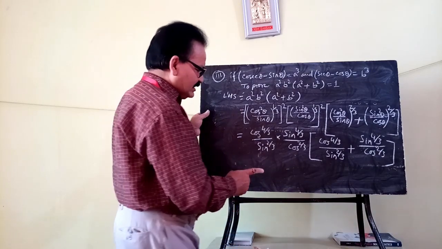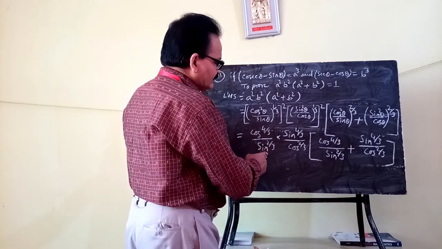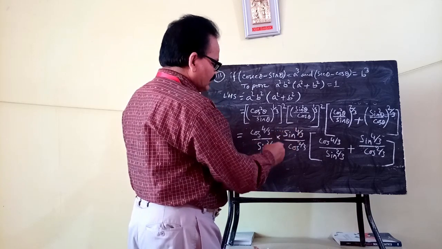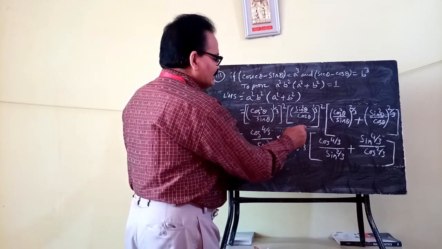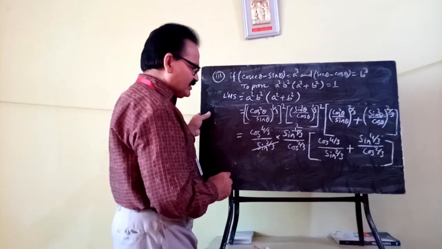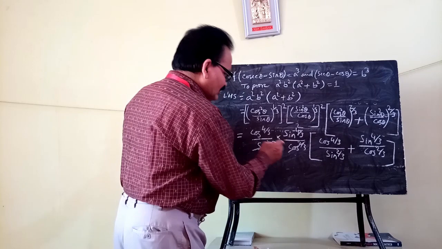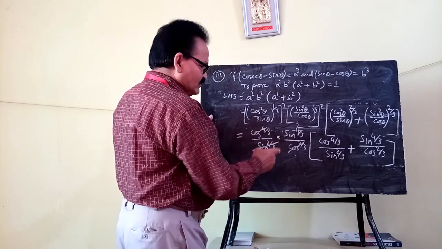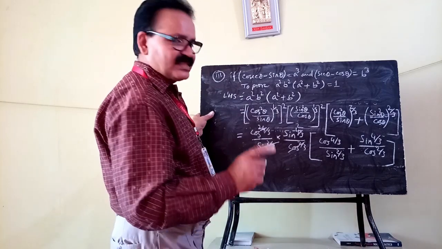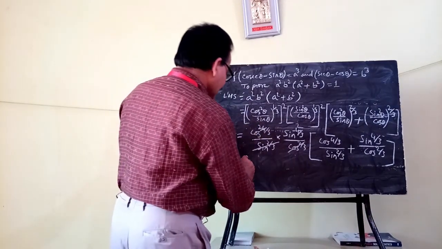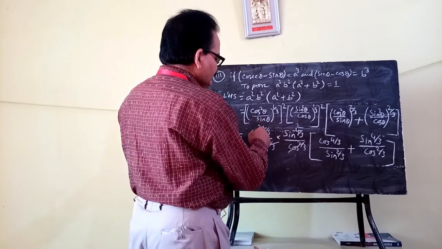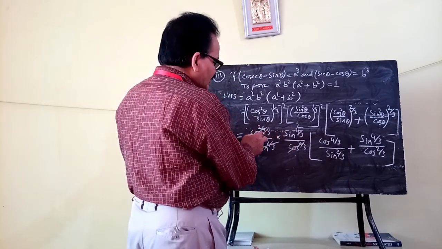Here you can see that sin square 2 by 3 into, in the numerator sin 4 by 3. These two will be cancelled. Only 2 will be left. And similarly this one also cancels because they are in multiplication, 2 will be left. Okay, it is clear.